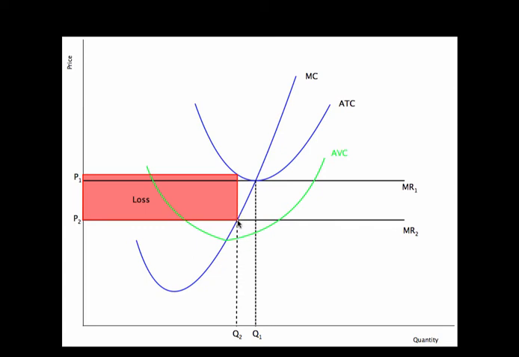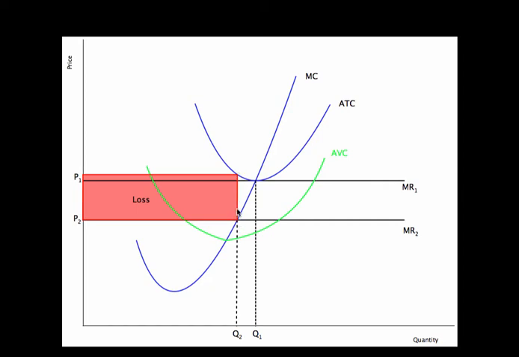I'm covering my variable costs. My total revenue is above my variable cost, or in other words, my price is above my average variable cost at that quantity. My average variable cost at that quantity is here, and my price is here. So I do want to produce here. I will have a loss.